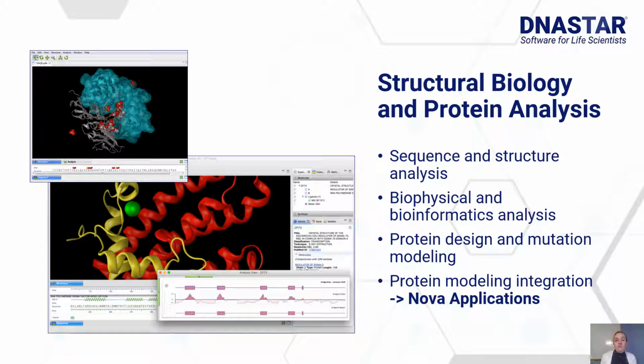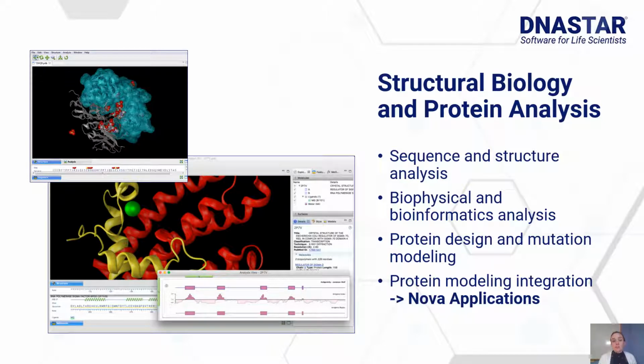Our structural biology tools, again, building on the genomics and molecular biology applications, are comprehensive and integrate sequence data with structure data. This allows you to perform biophysical property analysis, secondary structure analysis, using the sequence data and apply those findings to the protein structure. So for example, you can locate an epitope based on sequence data and model that on a protein structure.